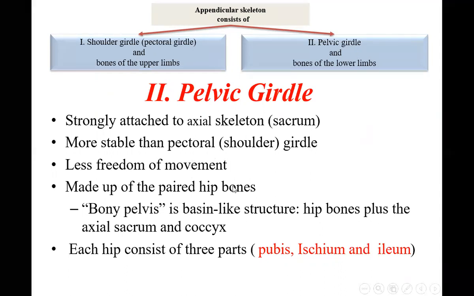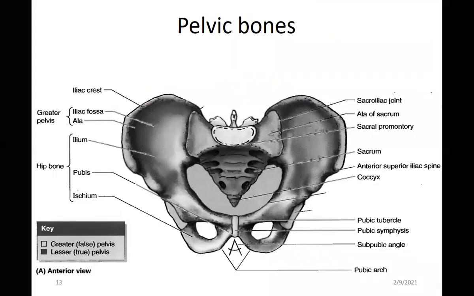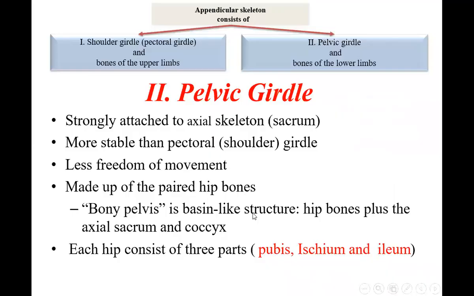Made up of paired hip bones. It is made up of two hip bones, right and left. You see here, these are called the hip bones, or they are also called the innominate bone. So this is one hip bone and the other hip bone. This is the right hip bone, this is the left hip bone. So they are in pairs.